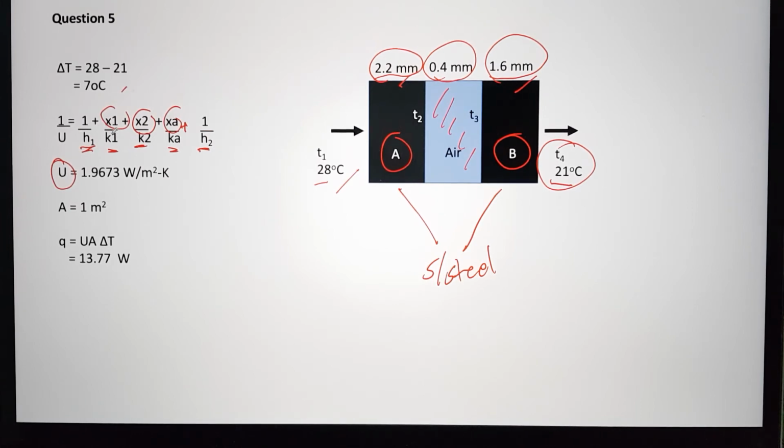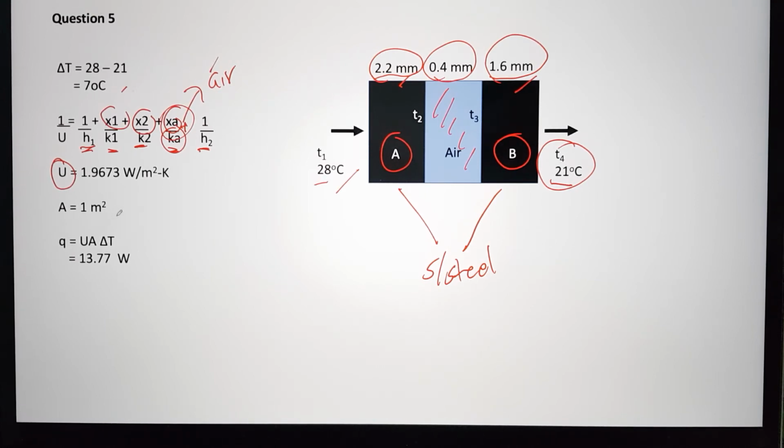Okay, for stainless steel, the thermal conductivity is the same value whether it has a different thickness, because the materials are the same. So calculate the value of U. For this one, I label it Xa and Ka for the air, so it will be easier for me to differentiate between stainless steel A and B, and this one is meant for the air. So U equals 1.9673 watt per meter square Kelvin.